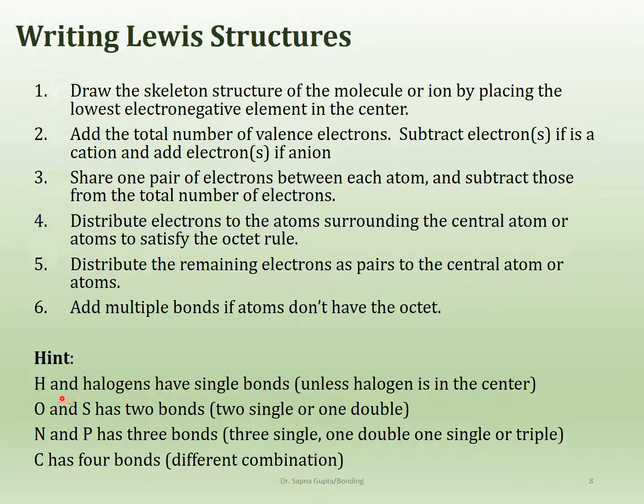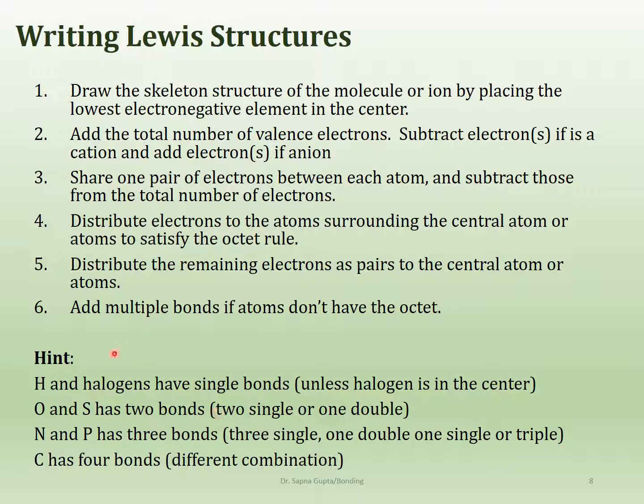So for example, hydrogen and halogens will always have single bonds. Why? Because halogens need only 1 electron, and hydrogen also needs to share only 1 electron. The only time a halogen will not have a single bond is when the halogen is in the middle. And when is a halogen in the middle? It is when it is a polyatomic ion, the chlorates and the hypochlorites and all that. Other than that, if there is a halogen in there, then it will be a terminal atom, which means a single bond. Oxygen and sulfur will always have 2 bonds.